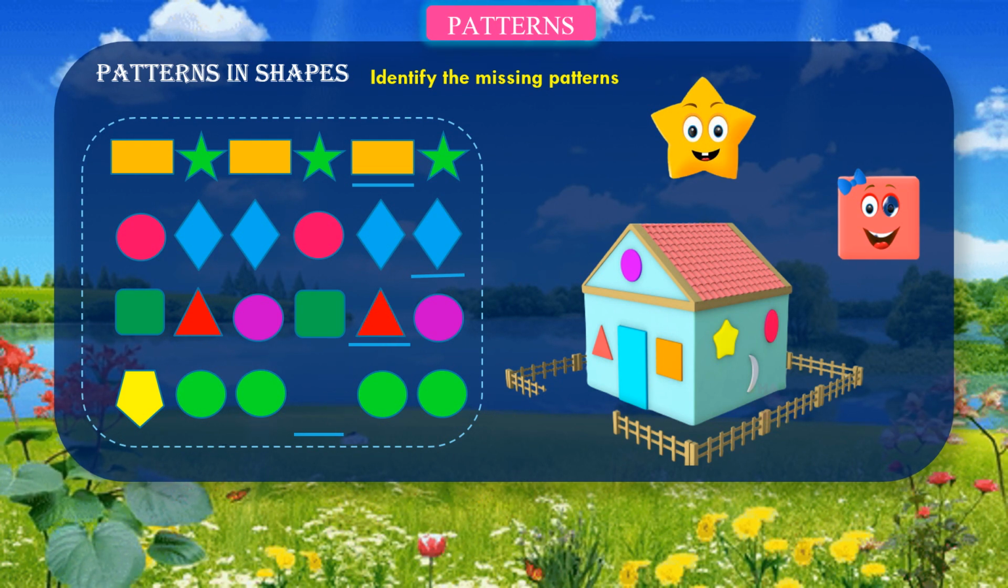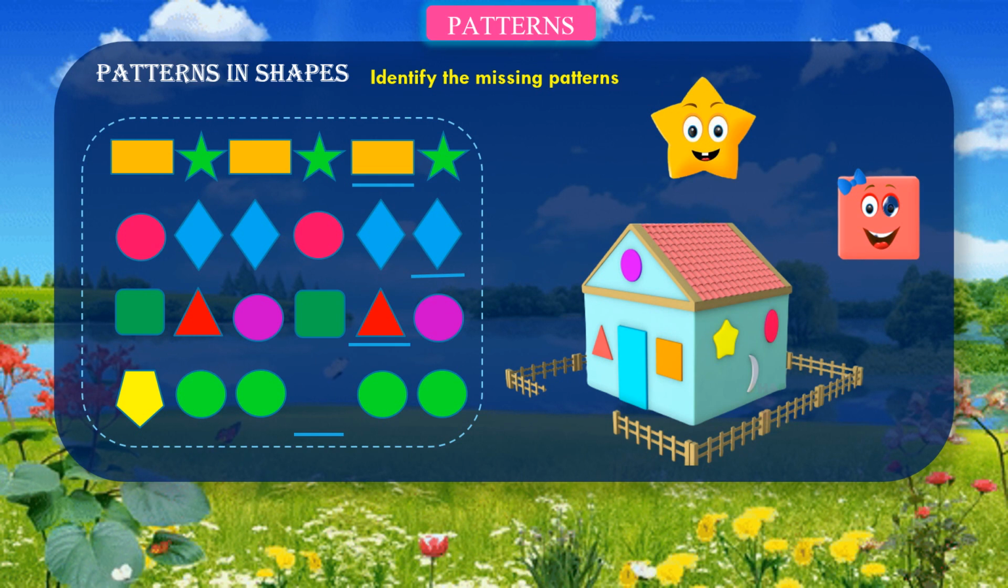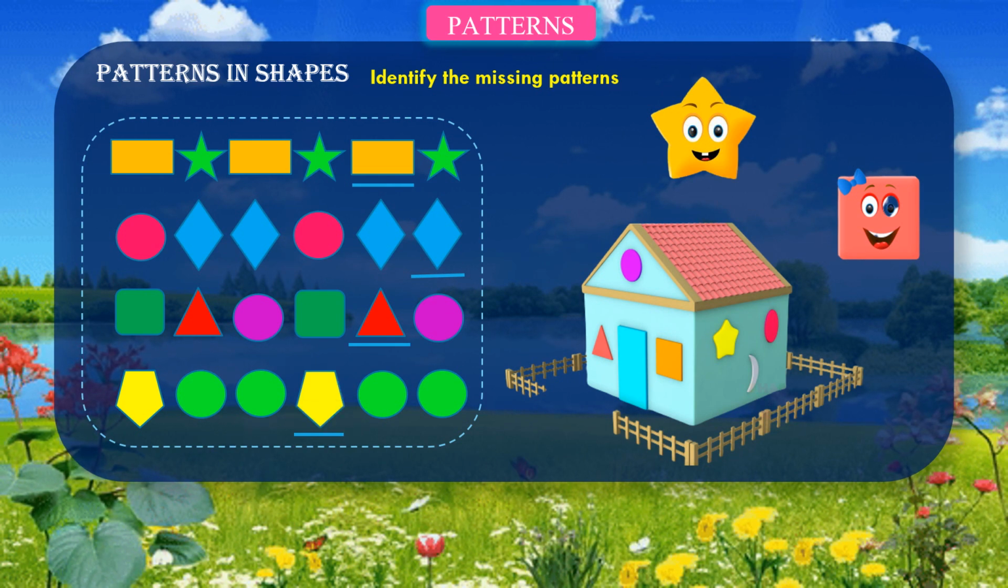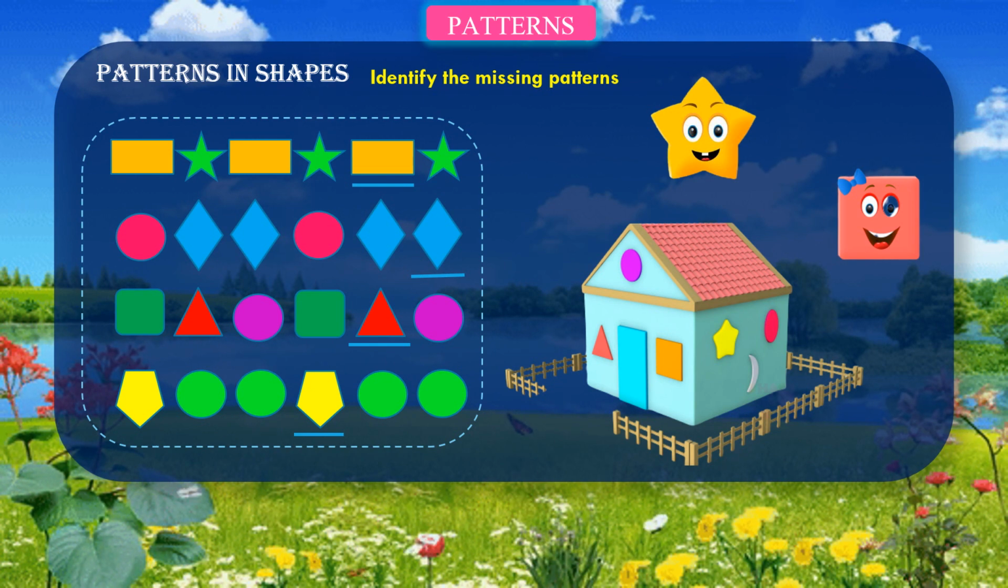And in the last row, one shape is missing. Did you guess? What is it? Yes, the missing shape is pentagon. Hope, children, now you have got an idea to identify the pattern in shapes.